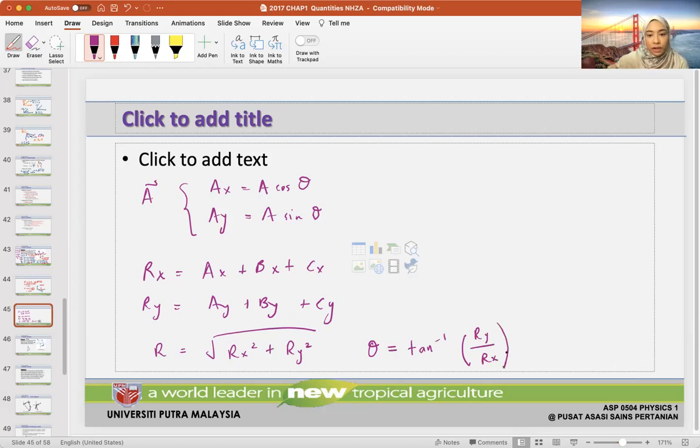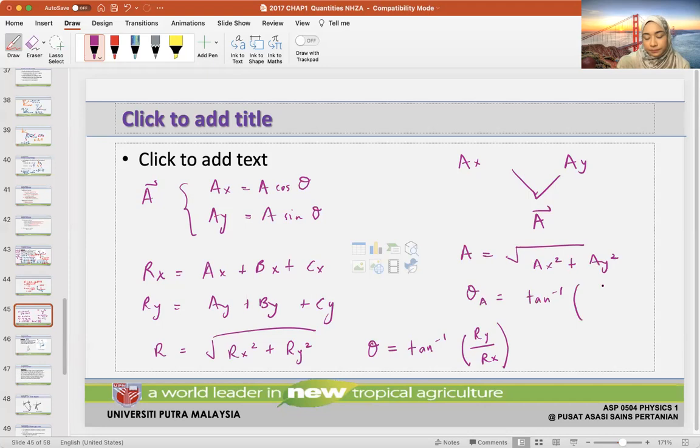Okay, so now my next question is, what happens if you have Ax and Ay, and you want to find out what is the vector A? How do you do that? A equals the square root of Ax squared plus Ay squared. Yes. And the theta for A is inverse tangent of Ay over Ax.